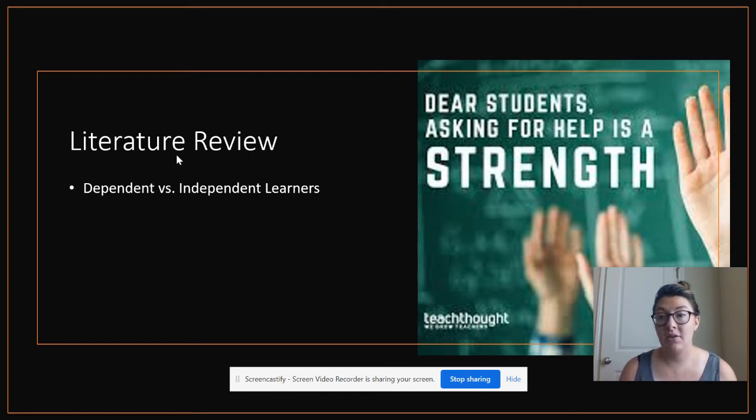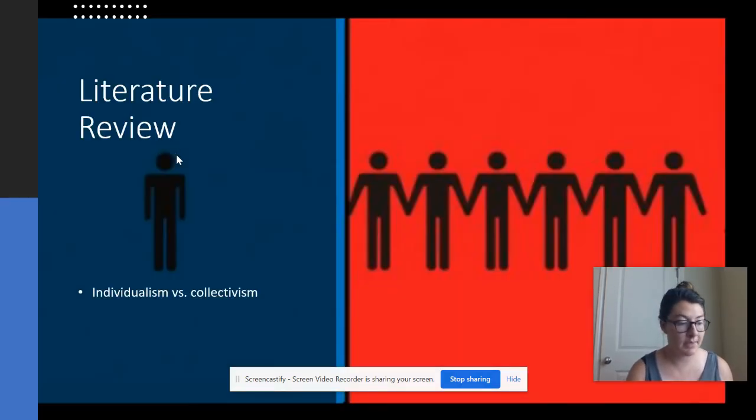And often ELLs can become dependent learners because of the language barrier that they face, also because teachers allow them to be dependent learners rather than teaching them the skills and the metacognitive skills to become more independent learners. So teachers in the classroom need to be teaching the skills to become independent learners, especially for English language learners.